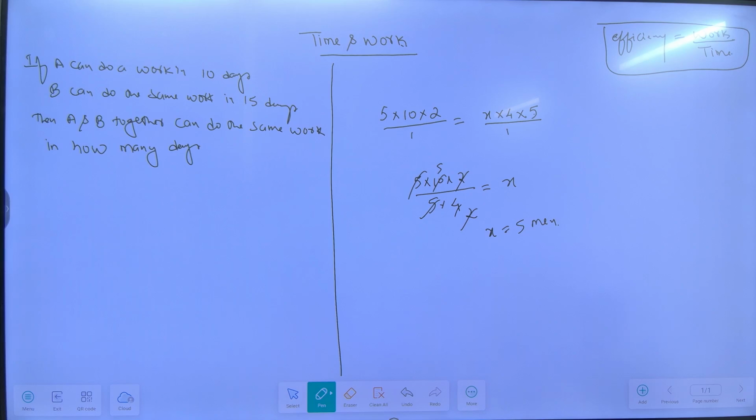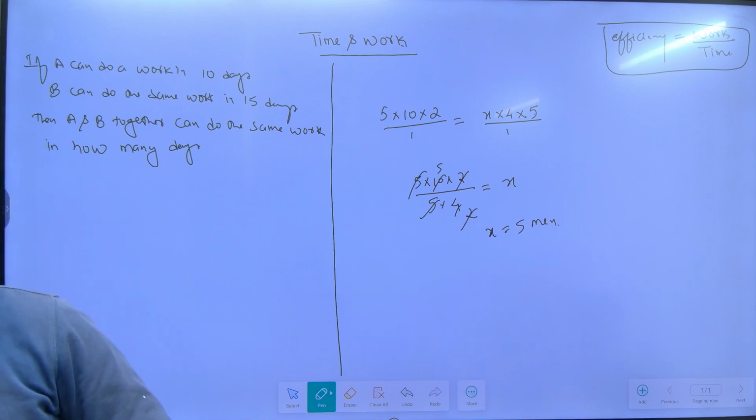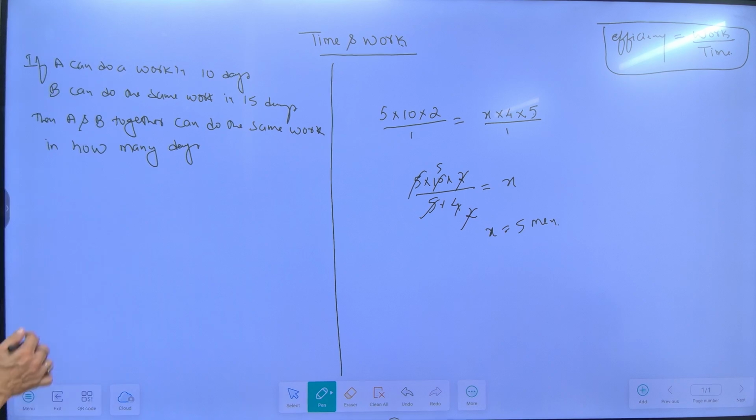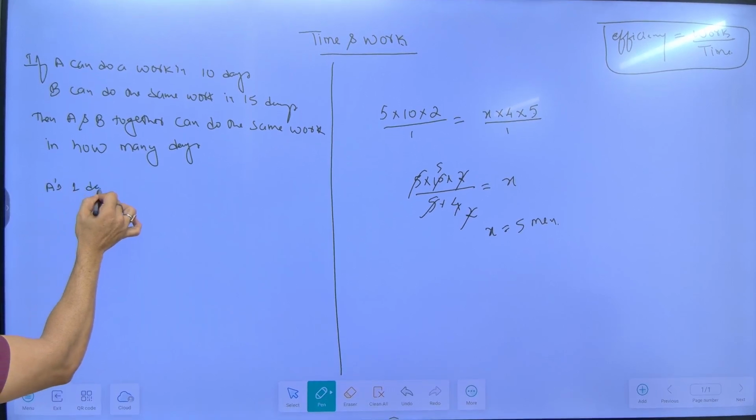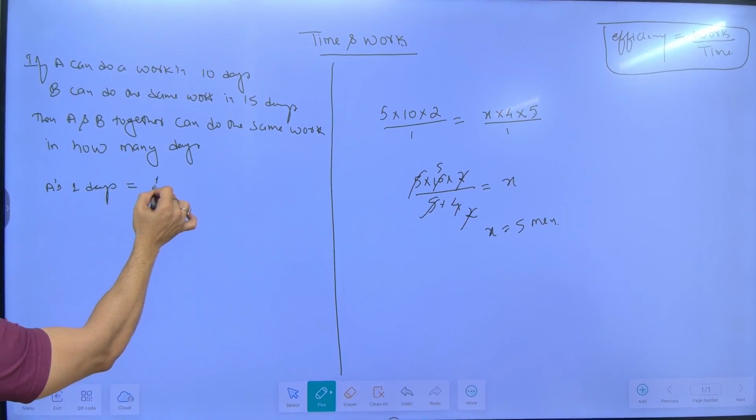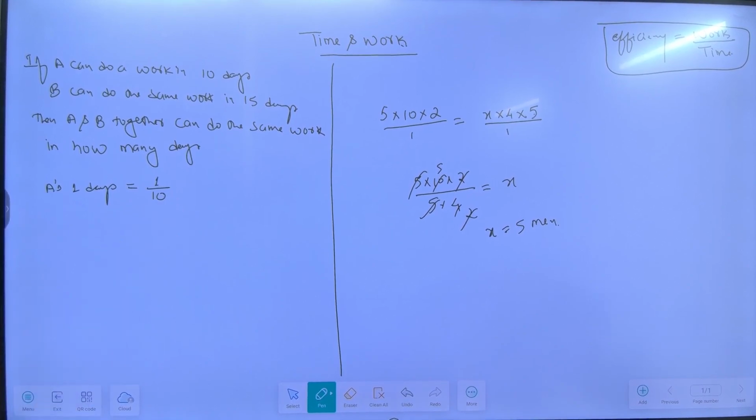एक जो बुक के पीछे दिखाते हैं वो मेथड, that method you should not use it, बस वो वन बाय लेके करते हैं उसको सॉल्व. I'll tell you that method. What is that method? Tell me one thing. What is A's one day work? If A can do some work in 10 days, A's one day work is what? 1 by 10. And what about B's one day work? 1 by 15.